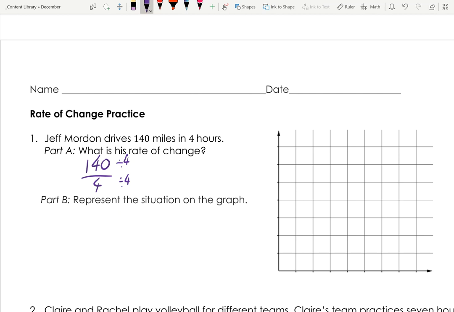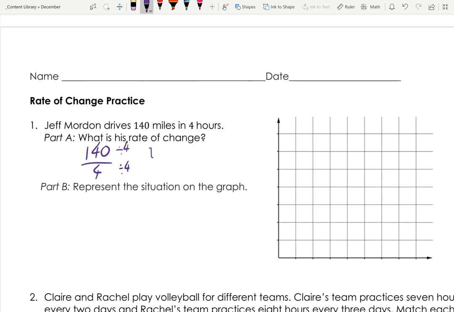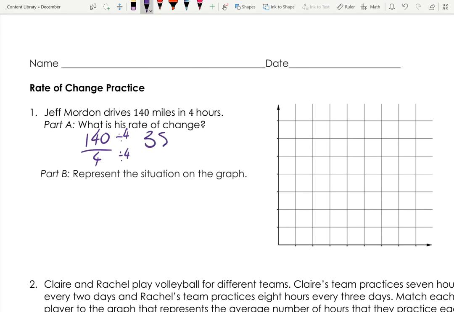What's 140 divided by 4? 33? No, hold on a second. 35. All right, anyway, 35. Oh, weird. 35, and of course 4 divided by 4 is 1. So this essentially is just 35 miles per hour. Is his simplified rate of change, his average rate of change.